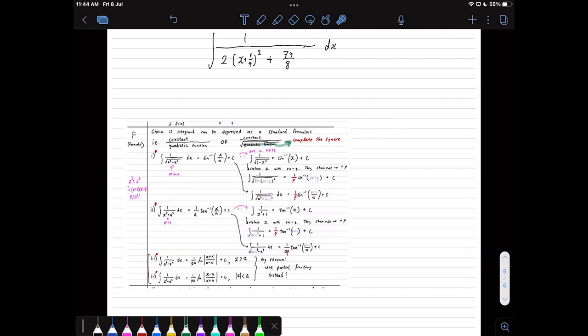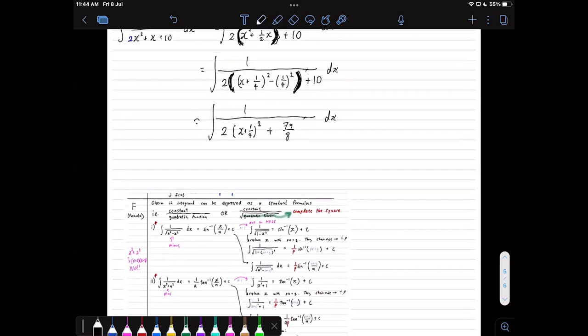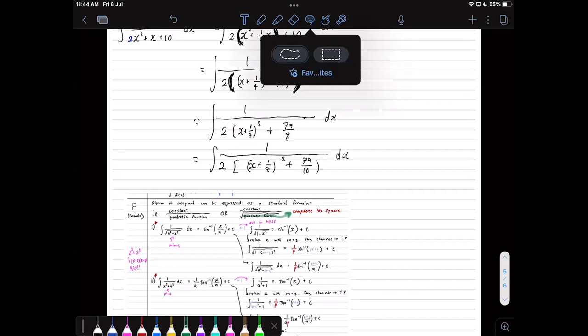Okay, let me think a bit. Maybe it's not so good to always keep the 1 over here, but not divide by 2. Factor out a 2 from the denominator, so I'll be left with (x plus 1 over 4) squared plus 79 over 16. Is that okay? Yeah. Sorry, this should be a square.